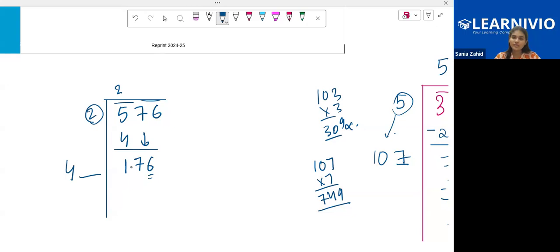4 into 4 gives you 16. Yes. 6 into 6 gives you 36. Yes. So you'll use 4 here. 4 into 4 gives you 16, 1 carry. 44 into 4 is 176. Okay? You write 4 over here and 3. Understood?